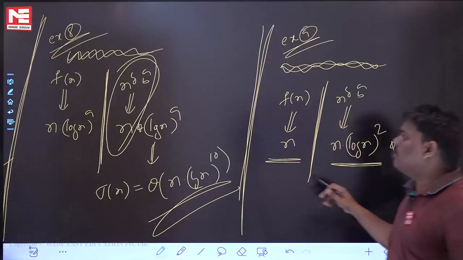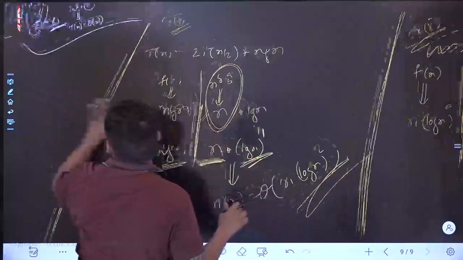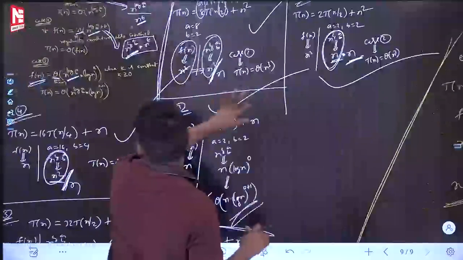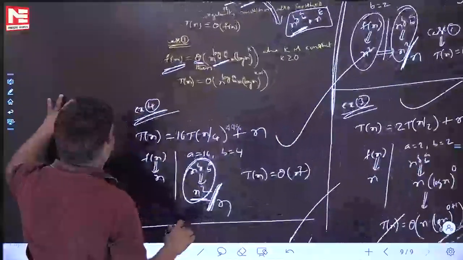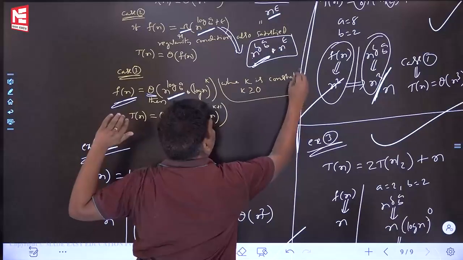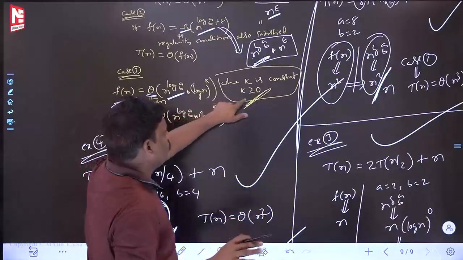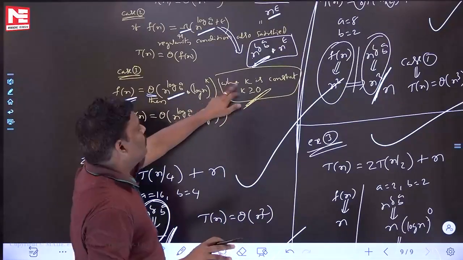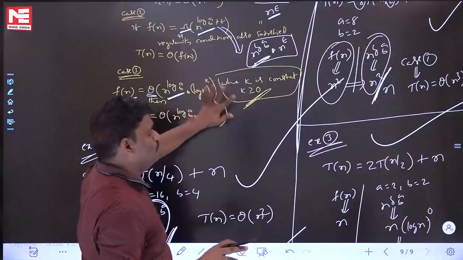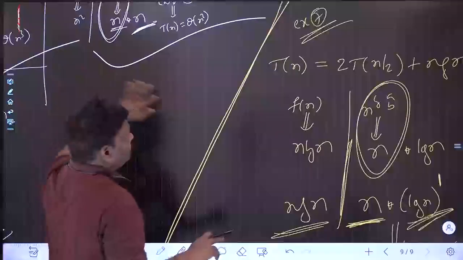But according to the master theorem, this is the third case. Where k is a constant greater than or equal to 0, zero only, negatives not allowed. Please be careful. Negatives not allowed, only positives.